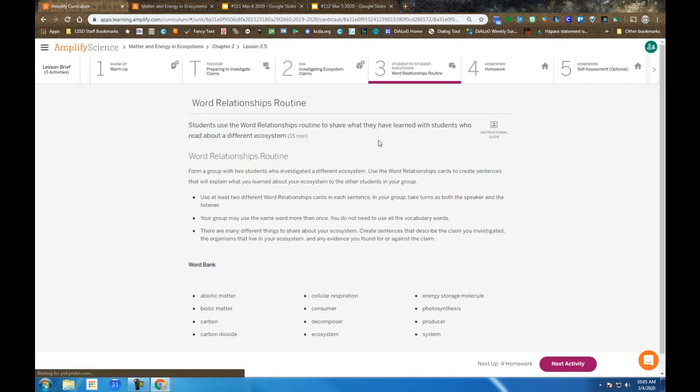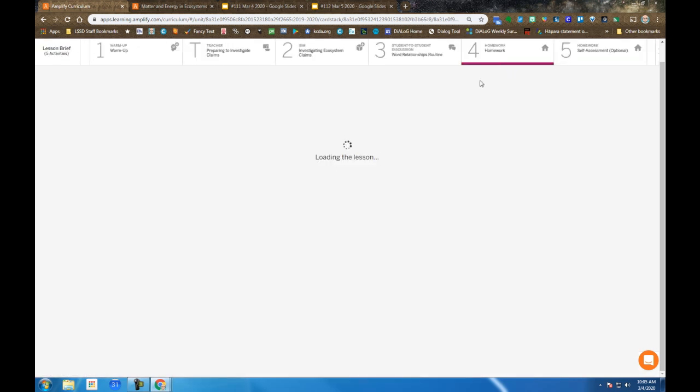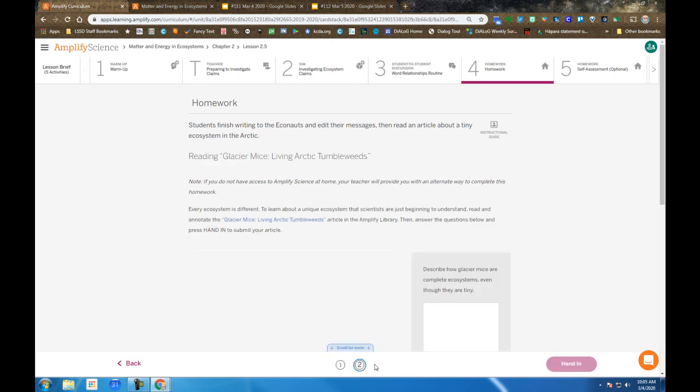Hand that in. In step 3, word relationship, you're having a discussion, going over your answers with others, using these terms. Okay? And so make sure that you understand the meanings of these terms. If you don't understand any of the meanings of these, you want to review that with your peers or ask your teacher. For homework, step 1, go back and respond to the Econauts claim in step 2. That was the final screen. If you need to improve your answer based on what you learned during the discussion.